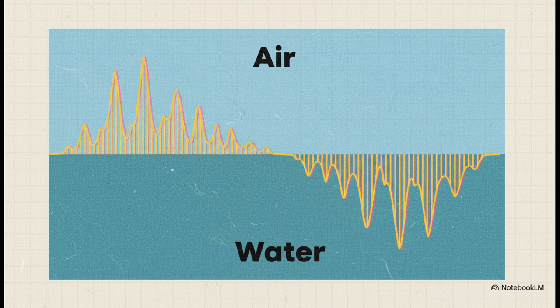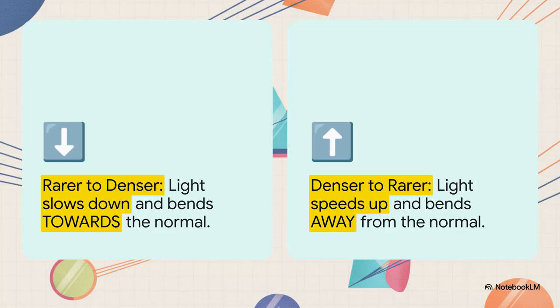So when a ray of light hits a new material at an angle, one side of the ray slows down before the other, which causes the whole thing to pivot or bend. And the way it bends is totally predictable. When light moves from a thinner material like air into a denser one like water, it slows down and bends towards an imaginary center line. But when it goes the other way, from dense to thin, it speeds up and bends away from that line.